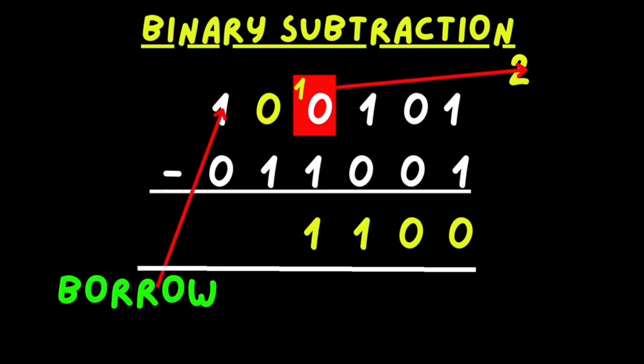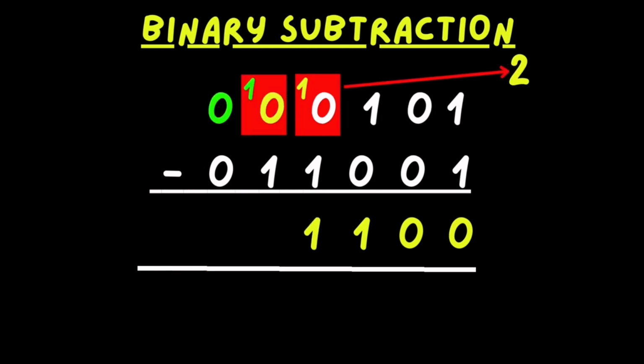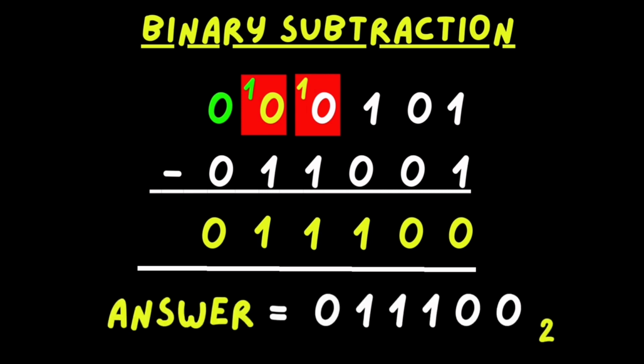The next column will be the same, 10, which is 2 in decimal, minus 1 equals a 1. And then in the last column, 0 minus 0 equals 0. So our result is 0111100, which matches our anticipated result from the conversion table.